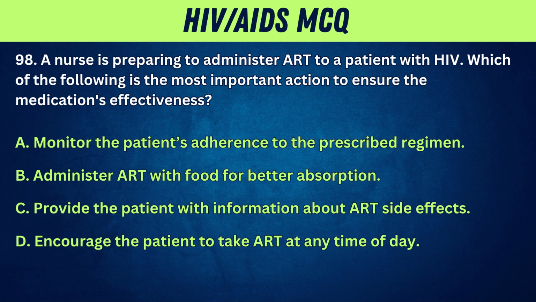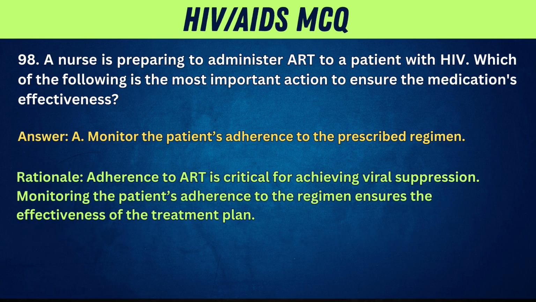98. A nurse is preparing to administer ART to a patient with HIV. Which of the following is the most important action to ensure the medication's effectiveness? A. Monitor the patient's adherence to the prescribed regimen. B. Administer ART with food for better absorption. C. Provide the patient with information about ART side effects. D. Encourage the patient to take ART at any time of day. Answer: A. Monitor the patient's adherence to the prescribed regimen. Rationale: adherence to ART is critical for achieving viral suppression. Monitoring the patient's adherence to the regimen ensures the effectiveness of the treatment plan.